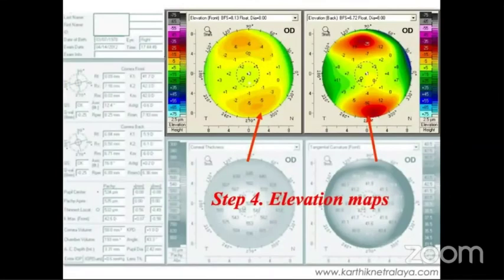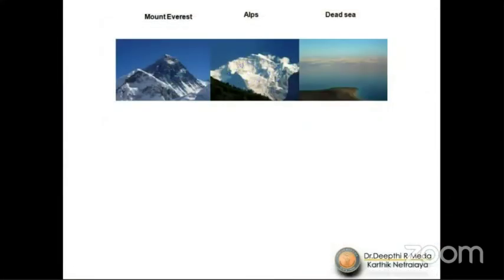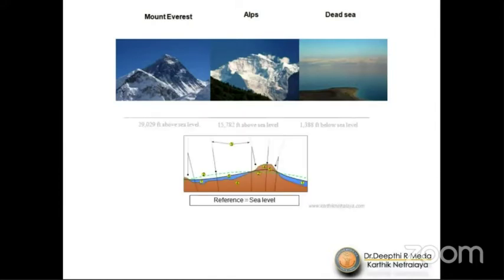Now coming to the elevation maps, just like how you compare the level of any topography or any surface on earth, it's always compared to the sea level. Thereby you know where Mount Everest is as compared to the Dead Sea.